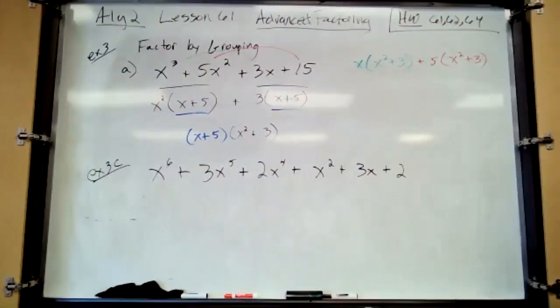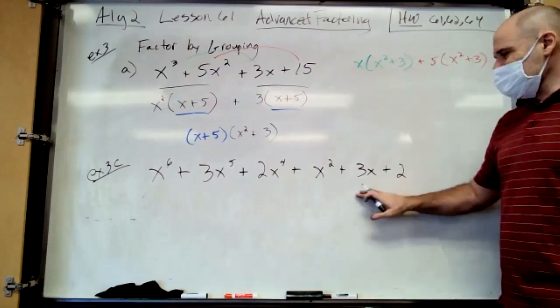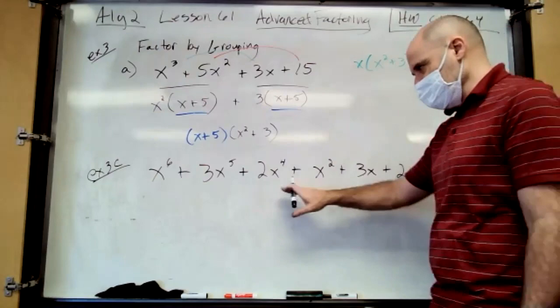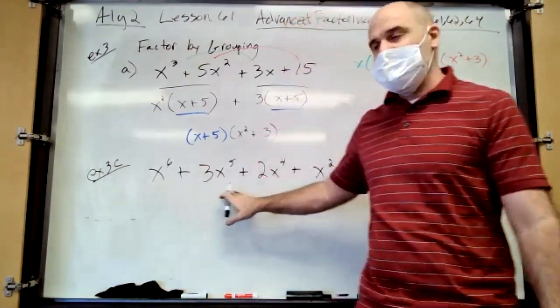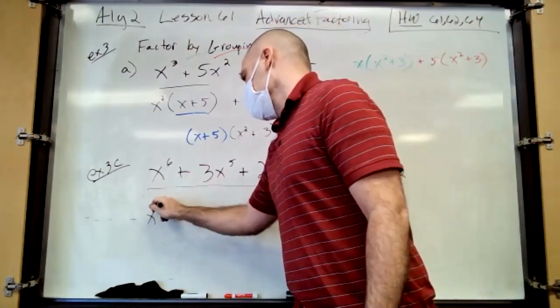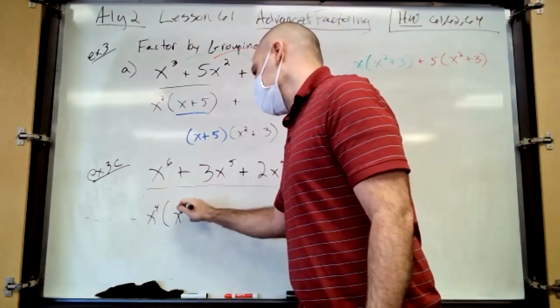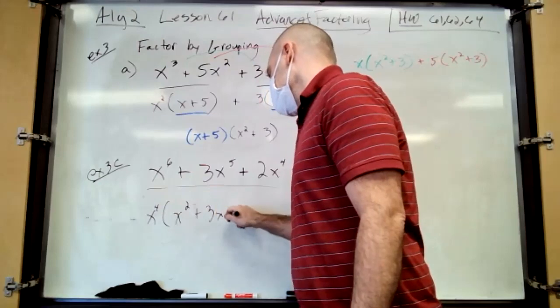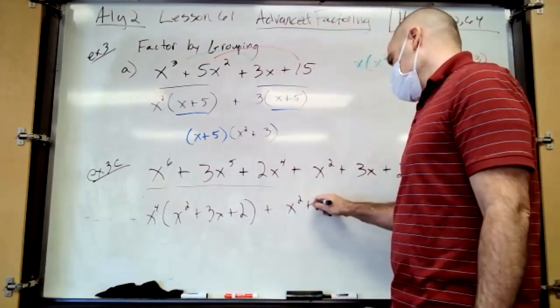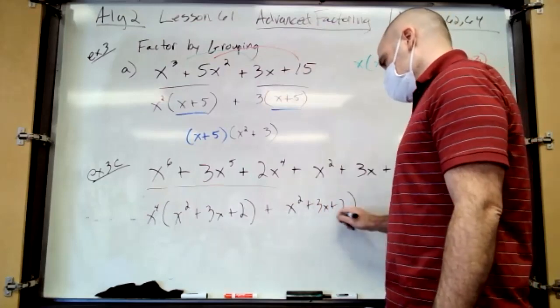So this is 6 different terms. It'd be great if we can separate into 2 groups. Let's leave this alone because there's not a greatest common factor there, but you can take a greatest common factor out of here. What goes into all 3 of these? X to the 4th. When you take that out, you're left with x squared plus 3x plus 2, plus another x squared plus 3x plus 2.